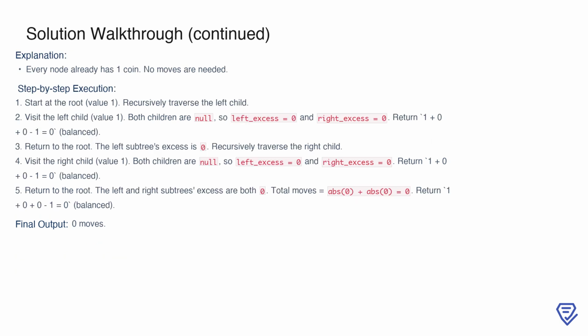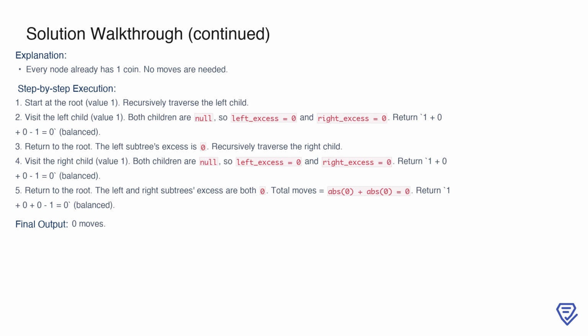In this last example, we have a perfectly balanced tree where every node already contains exactly 1 coin. Starting at the root, we traverse the left child. Since this node has no children, both left_excess and right_excess are 0. Using the formula, we calculate that this node is already balanced, returning an excess of 0.